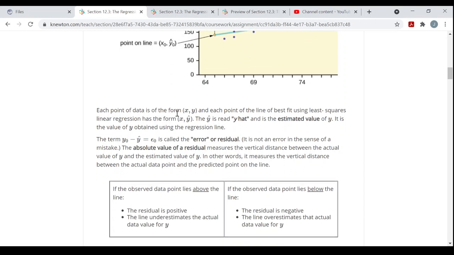So each point of data is of the form x, y, and each point on the line of best fit using least squares linear regression has the form x, y hat. Again, y hat is the estimated value of y, the predicted value of y. It's the value of y obtained using the regression line. And as I mentioned, the term y0 minus y hat 0 is the error, this epsilon 0, the error or residual. And the absolute value of a residual measures that vertical distance between the actual data point and the line, the estimated value of y.